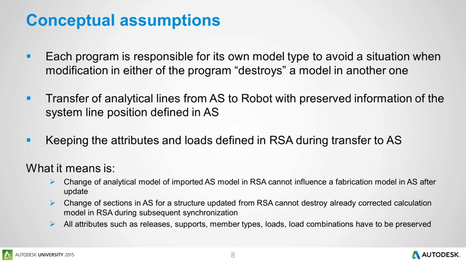What it means is, a change of the analytical model of an imported Advanced Steel model in Robot cannot influence a fabrication model in Advanced Steel during the subsequent model synchronizations. A change of sections in Advanced Steel, which imposes movement of their system lines, cannot destroy an already corrected calculation model in Robot during subsequent synchronizations. All Robot attributes such as releases, supports, member types, loads, and load combinations have to be preserved.